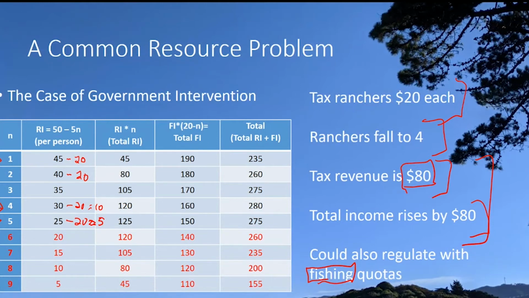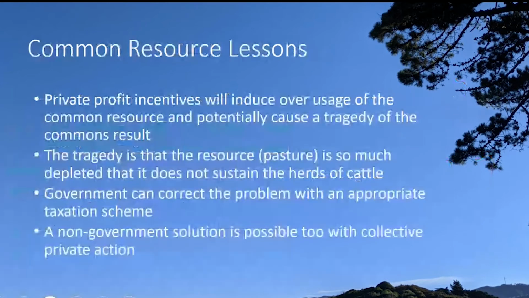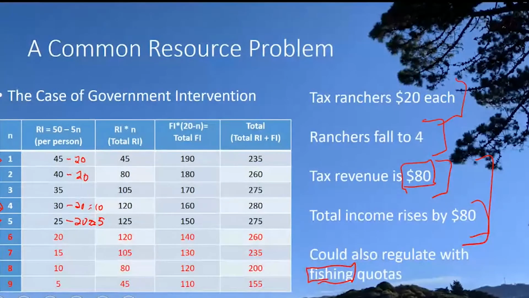The tax is the simplest one in this particular context. So let's go forward with that. Oh, there's one other thing I have to mention here. By virtue of putting the tax into place and moving the number of ranchers from 8 up to 4, the government is also solving the tragedy of the commons problem. They are preventing this common resource from being overutilized and led to an unsustainable outcome in the near future.